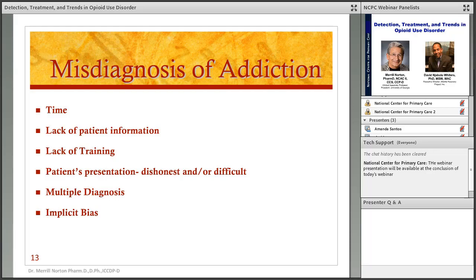Part of it has to do with the patient's presentation, where patients will be dishonest or difficult, and will not be reliable sources of information to get the appropriate information that would help people understand there could be a possible substance use disorder present. There are also the multiple diagnoses that people come in with. This is because I had this pain, and this is what Amanda was talking about, and this is what my issue is, and so on and so forth.